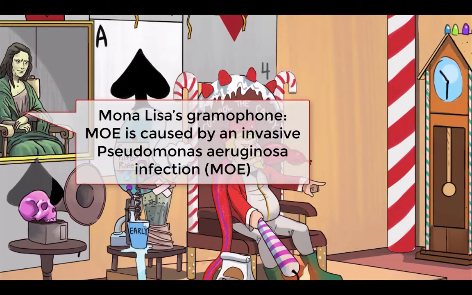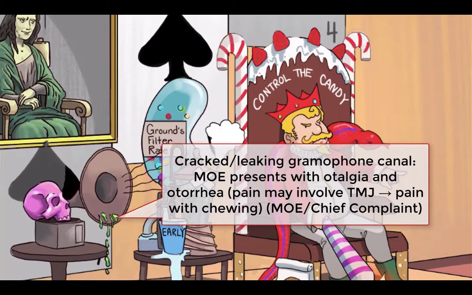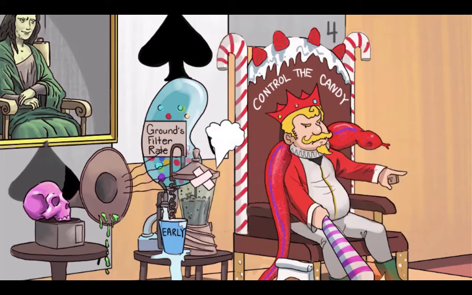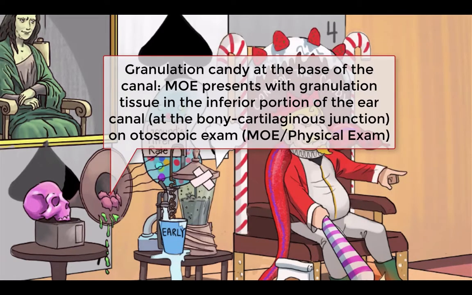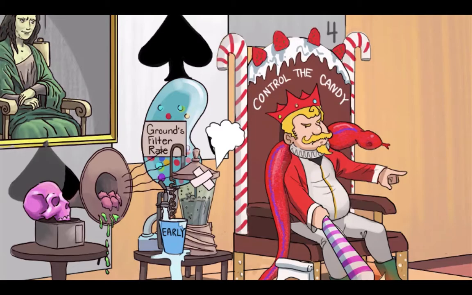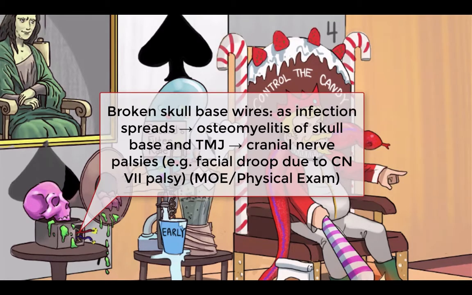Mona Lisa, of course. Patients present with otalgia and otorrhea. The pain can also involve the temporomandibular joint, resulting in pain with chewing. Bust out the otoscope, and you'll typically find granulation tissue in the inferior portion of the ear canal at the bony cartilaginous junction. If the infection spreads, it can cause osteomyelitis of the skull base and TMJ. Not good. Cranial nerve palsies can also develop.